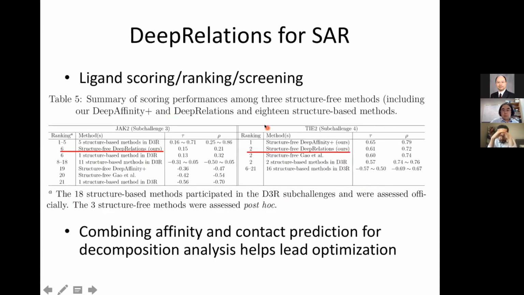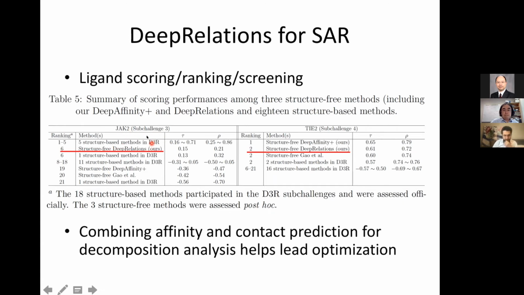And we also used the relations for structure activity research. So, structure activity relationship study. So for this ligand scoring or screening question, we compared to the community methods that are structure-based. So it's interesting that compared to those structure-based methods, we beat more than 2/3 of structure-based methods in the JAK2 sub-challenge.